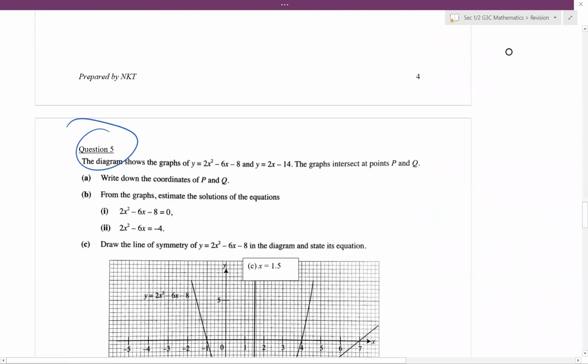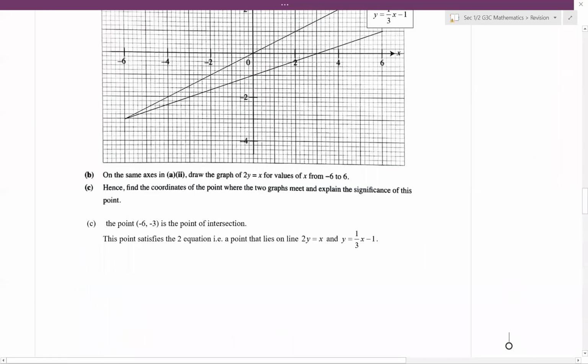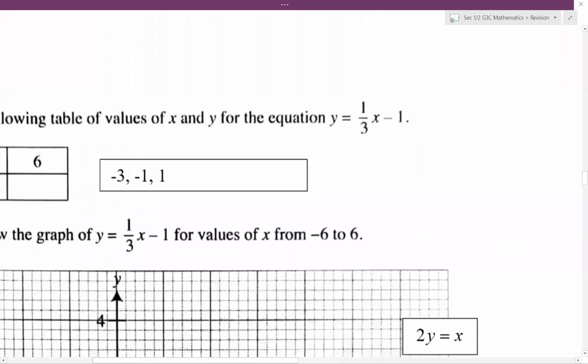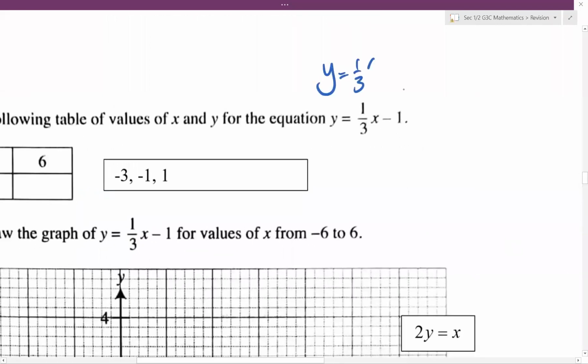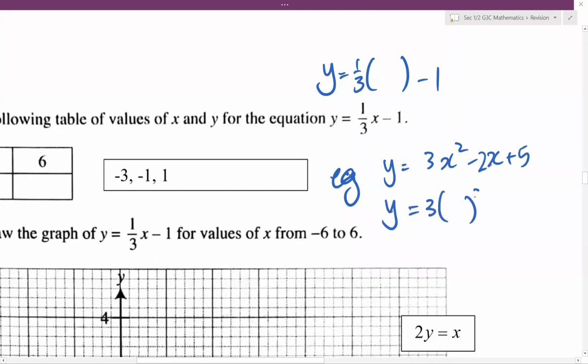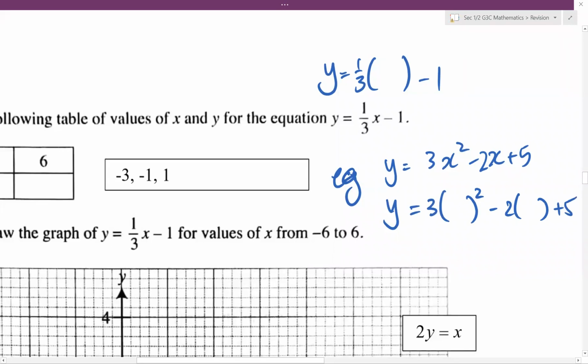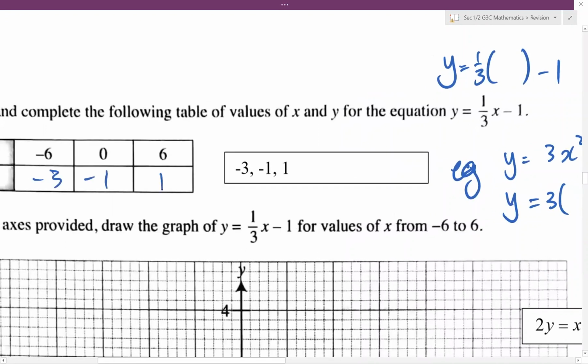Next one, question 4. Table of values, standard stuff. Y equals to 1/3. Every time you see the X, change the bracket, -1. You see a X, change the bracket, -1. It is the same for a quadratic equation. For example, you have to plot Y equals to 3x squared minus X, or minus 2x plus 5. When you see this, straight away change all the X into brackets, so that I can do the substitution. And we'll end up with -3, -1, and 1.